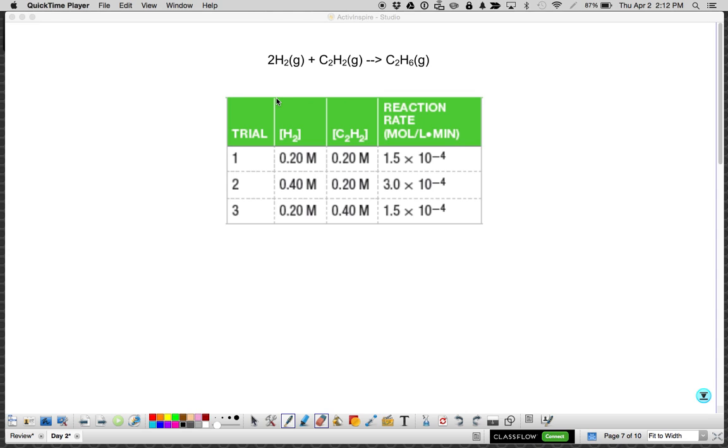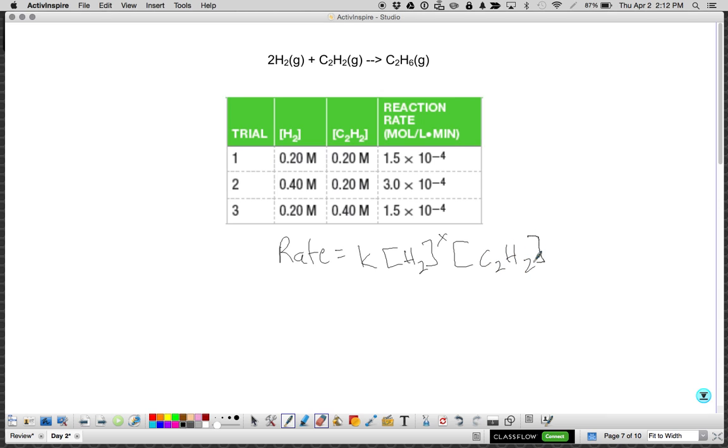Okay, so the place that I always start with a rate problem is by writing out what the generic rate law is going to be, just with powers in places. All right, so I know that the rate law is going to be rate equals some constant k, the rate constant, and in this case it's the concentration of H2 to the x, some variable, times the concentration of C2H2 to some other variable.